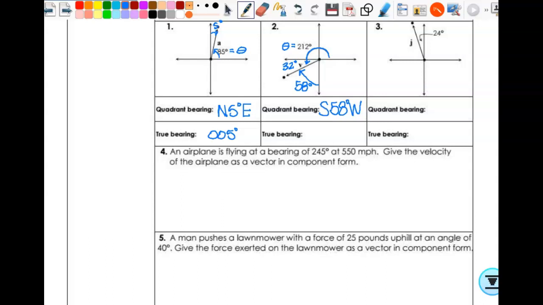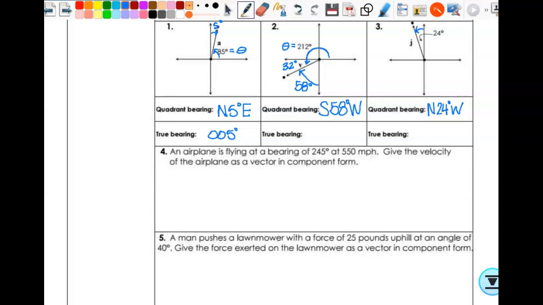Yes, you always go either up or down first and then swing left or right. So the first letter will always be an N or an S, the second one will always be east or west. Okay, on number 3, did they give us theta? No, they did not. But we need a quadrant bearing first, so I would go north, since it's up here, and I'm going to swing out that way. So that would be north 24 degrees west. So even though they didn't give me theta, I can still figure out my quadrant bearing based on the angle that I have.